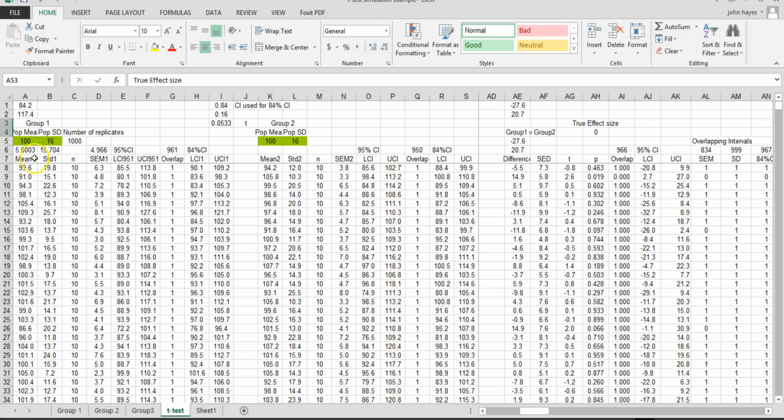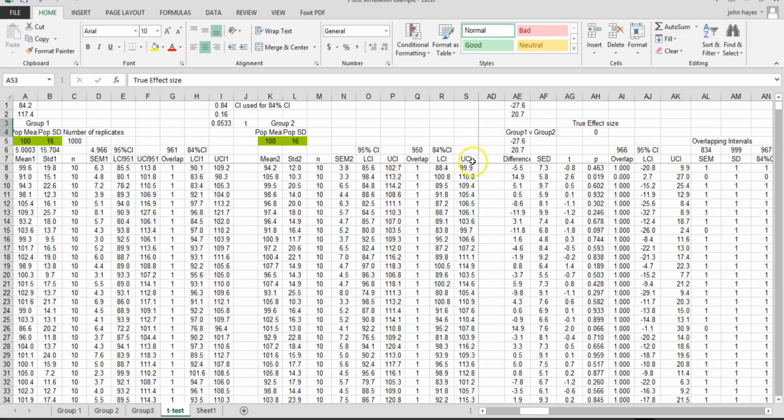Both groups have a mean of 100 and a standard deviation of 16. So this is the situation of the null hypothesis. Now, if we look at 99.6 as the first sample, and 94, you can see that even though we're sampling from distributions with equal means, the actual sample means are different. We talked about how they overlap with the true mean if we look at the confidence intervals. And then here is the t-test.